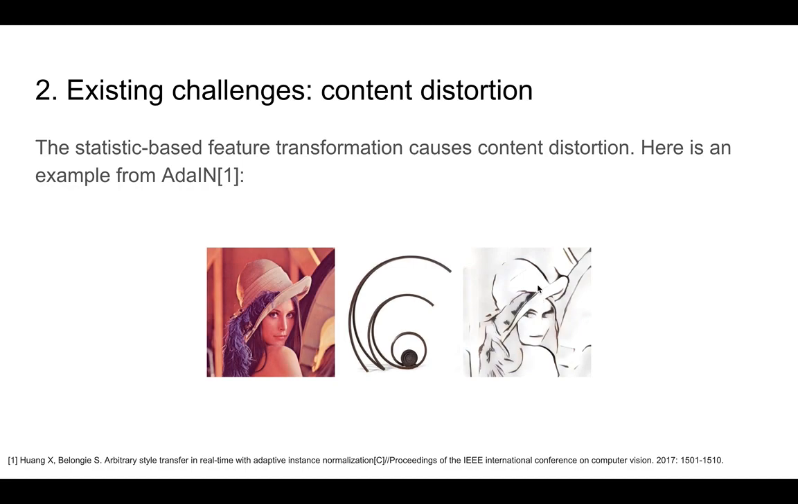However, as a zero-shot algorithm, arbitrary style transfer only has limited quality. One of the existing challenges is content distortion. Here is an example of adaptive instance normalization. In AdaIN, the mean and variance of the style feature are used to globally normalize the content feature. The normalization can migrate style patterns into the content image. But the global feature transformation will also hurt the content structure, producing stylization results like this. You can see that most of the details are lost.